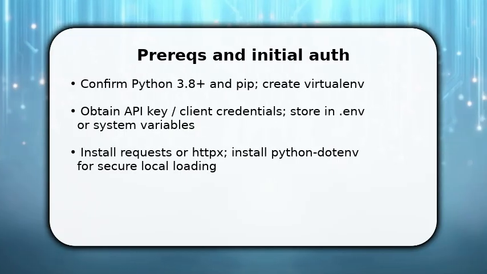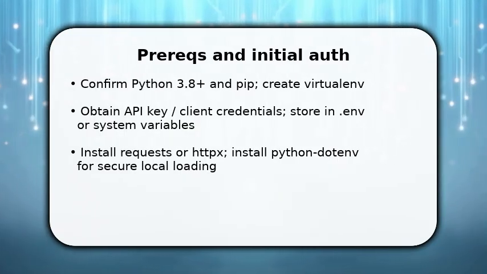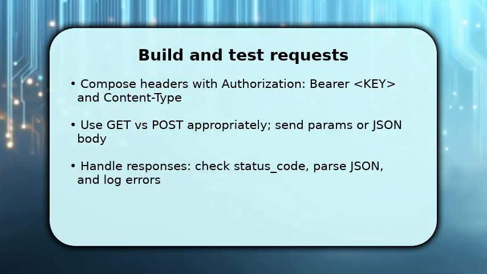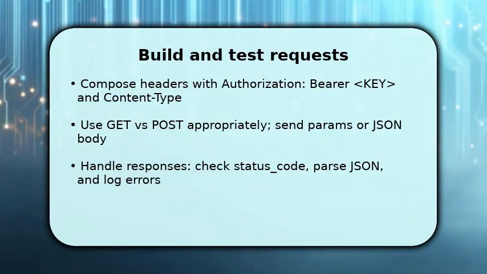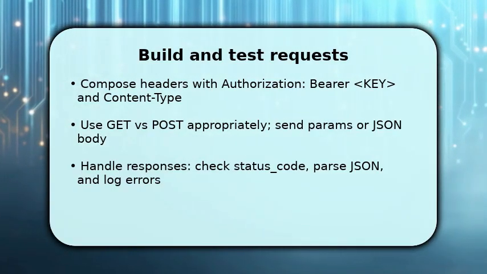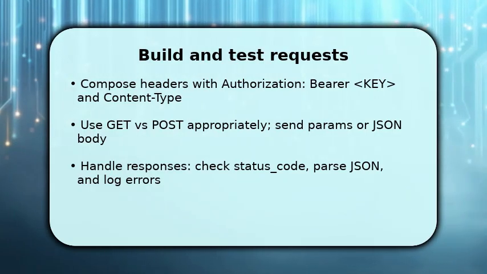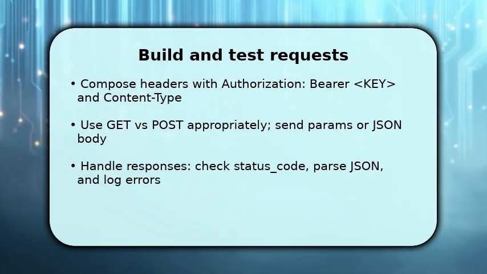You will now construct the HTTP call. First, create headers with authorization, Bearer plus your key, and set content type to application/json if sending JSON. Next, choose GET for retrieval or POST for creating resources, pass params for query strings, or json= for bodies.